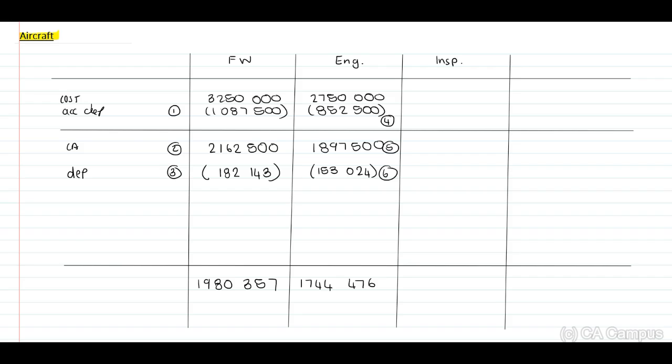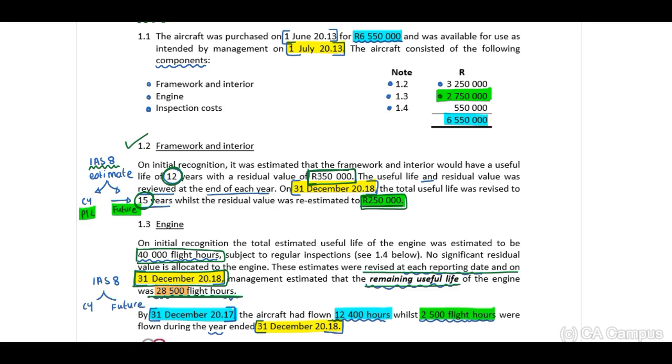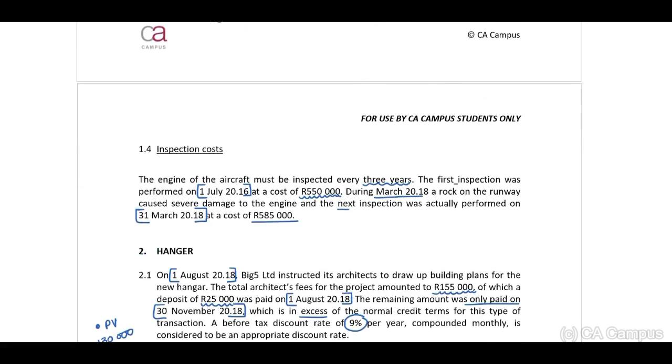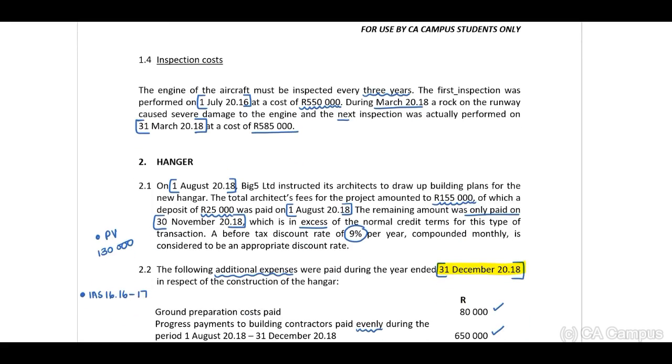And I have indicated my calculation numbers for my market to be able to follow. When we refer back to our given information, we are now able to tick off 1.3. Let's move on to 1.4, our inspection costs. They've indicated to us, guys, that they've performed the inspection on 1 July 2016 at a cost of 550,000. Remember, useful life, 3 years.